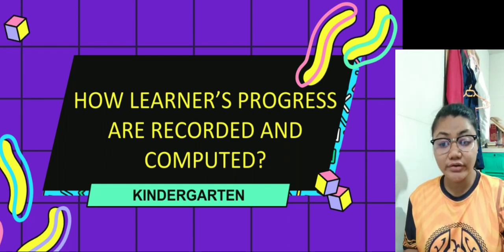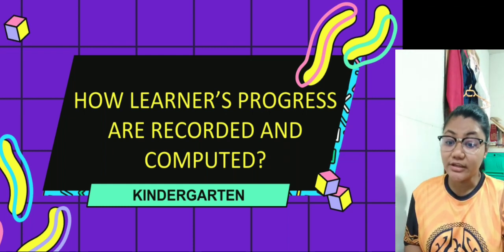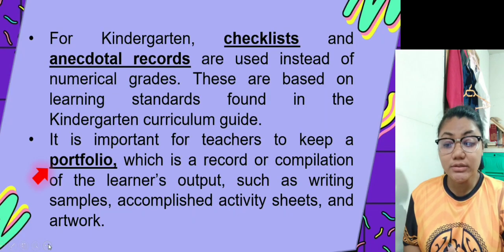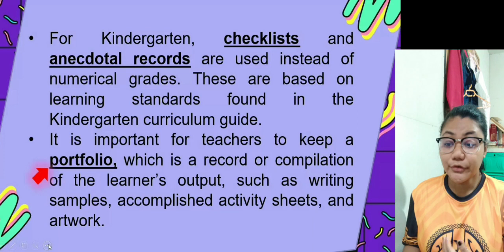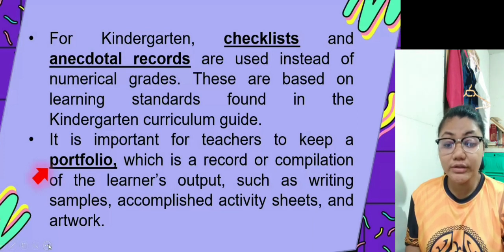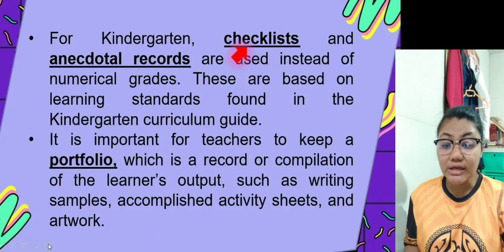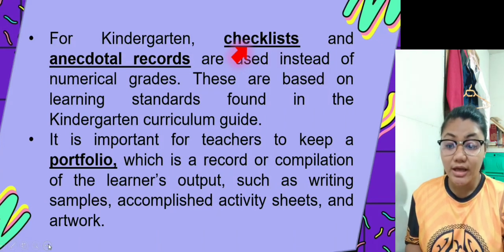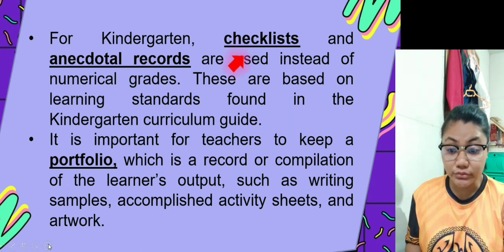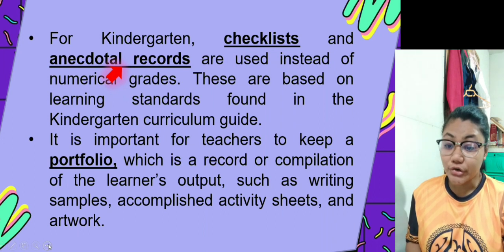Then, how are learners' progress computed and recorded in kindergarten? The teacher is going to use a portfolio. The portfolio can demonstrate how much or how well the learners can achieve the skills and competencies. Next, the teacher will use checklists to determine whether or not the child is able to demonstrate knowledge and perform the tasks expected of kindergarten students. And through anecdotal records or narrative reports, teachers will be able to describe learners' behaviors, attitudes, and efforts in schoolwork.